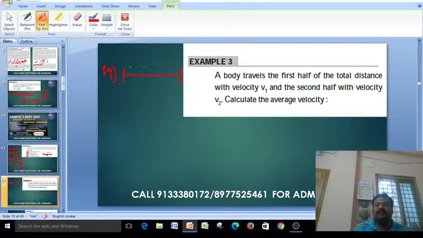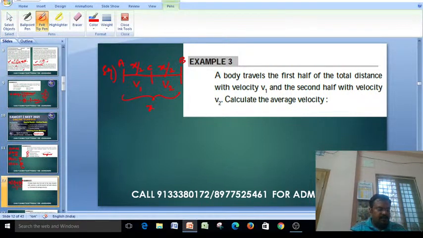Let us consider I am taking A to B as the complete distance travelled by the particle. The first half of the distance I am taking here with a speed of v1. So from A to C, x by 2 distance was travelled with a speed of v1, and the remaining x by 2 distance is travelled with a speed of v2. So this is x by 2 distance, and this, C to B, is x by 2 distance.